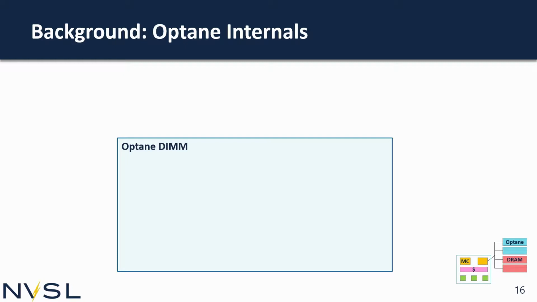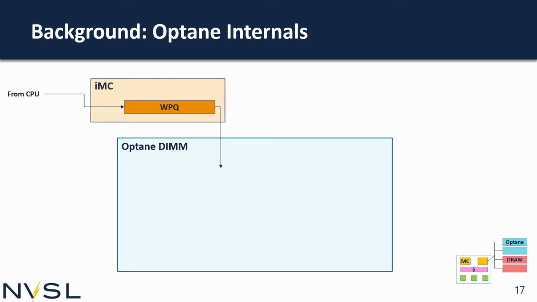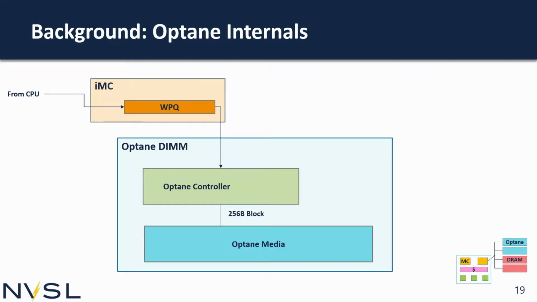I want to talk a little bit about the Optane internals, because the Optane internals really determine some really interesting performance effects. So here we have an Optane DIMM. Ta-da. The Optane DIMM attaches to the CPU through, again, the IMC. And so writes from the CPU are going to hit the write pending queue, which sits in the IMC, which is then going to issue the writes down to the Optane DIMM. The writes are going to be received by what we call the Optane controller. It's just the controller on the device. And this controller is then going to issue writes back to the actual Optane media.